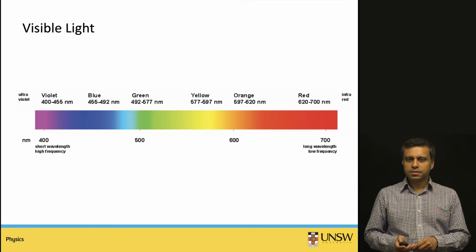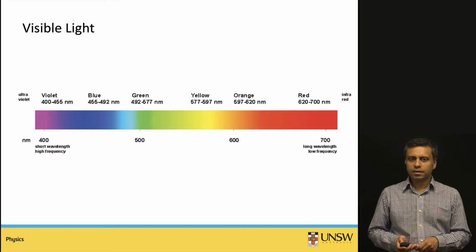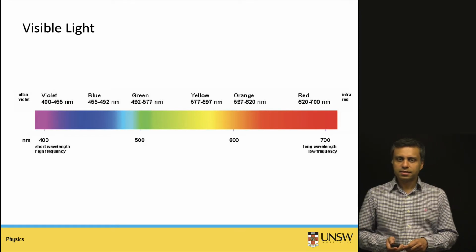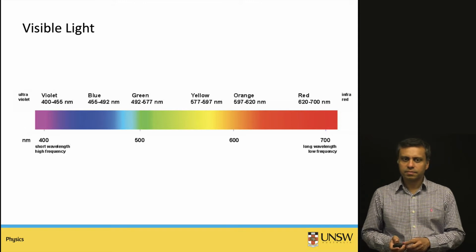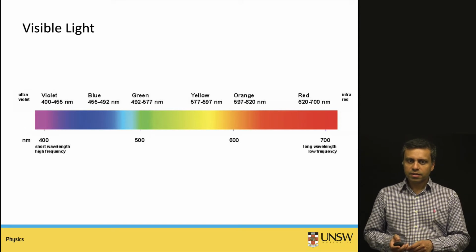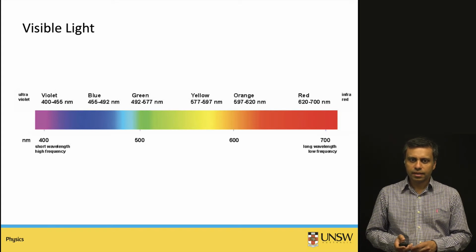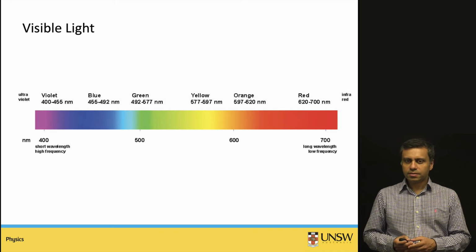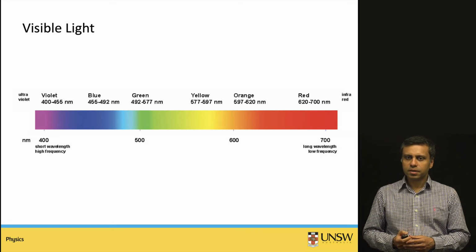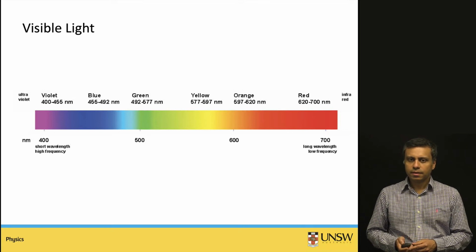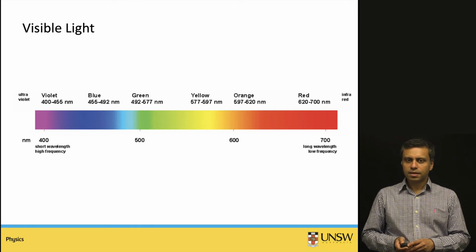And over here you see the visible spectra of the visible light that has different colors. The colors are basically based on the wavelengths. So violet is on the left, that has the shortest wavelength, and the red is on the right, that has about 700 nanometer wavelengths, and the other colors lie somewhere in between.